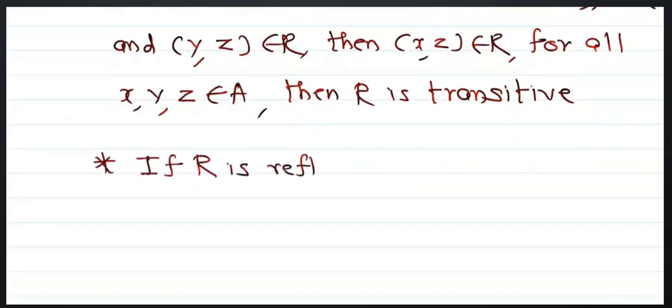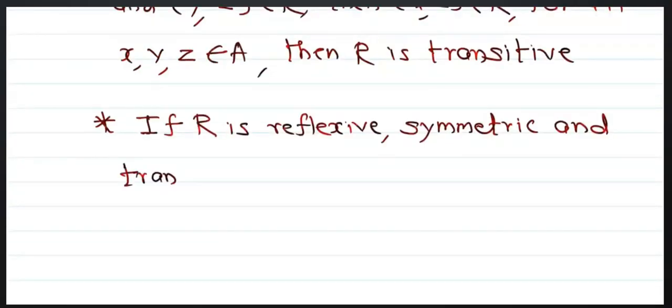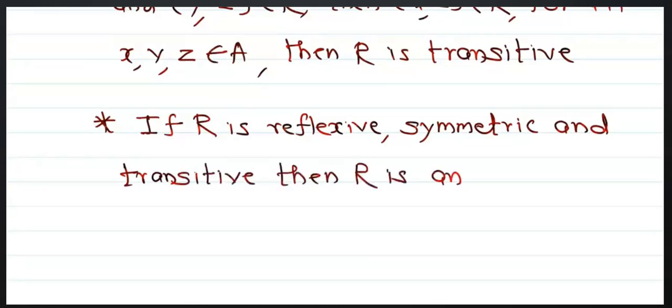Now the next is, if capital R is reflexive, symmetric and transitive, then R is an equivalence relation.